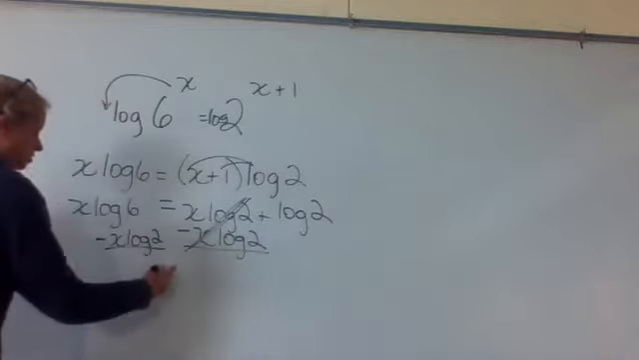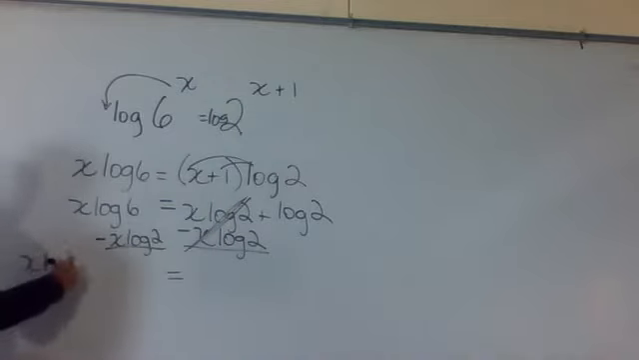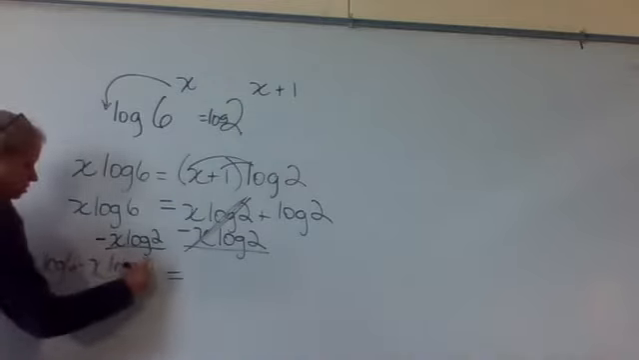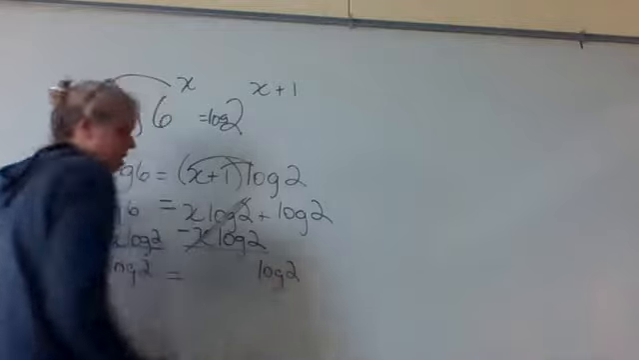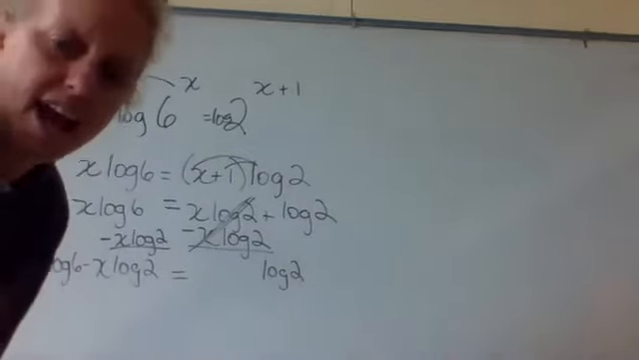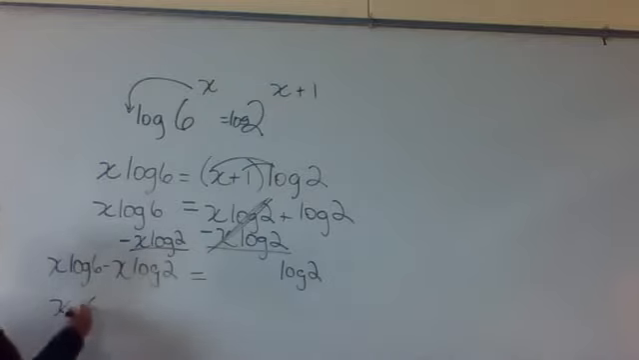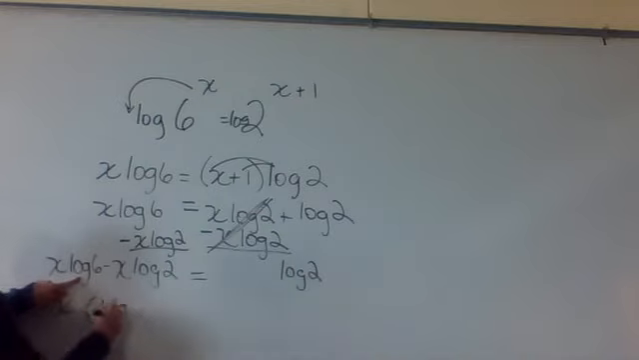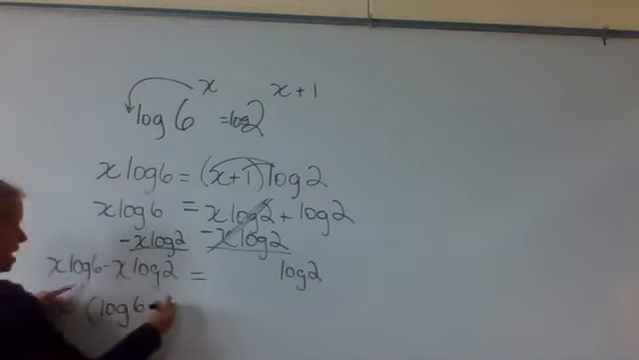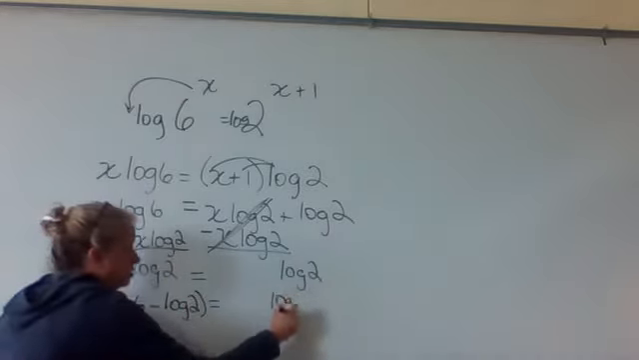That cancels it. Over here, I have both of them. So I've got x log 6 minus x log 2. On the right, all I have left is log 2. Now, here's the reason I did it. Both of these terms have an x. That's what's in common. So I'm going to pull that x out and put in parentheses what is left. So if I took the x out of both of those, in parentheses, I will have log 6 minus log 2. Over here, I still have log 2.